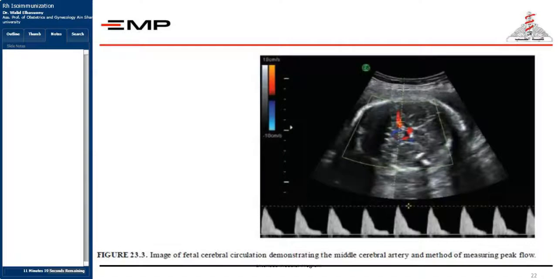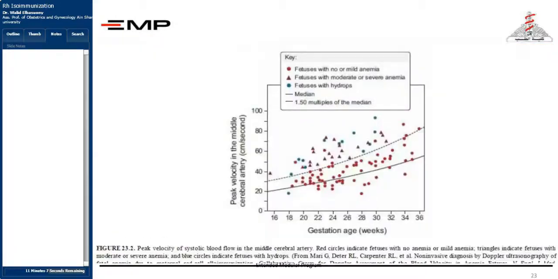This is a picture of how we measure the peak systolic velocity of the middle cerebral artery, and we calculate the multiple of the median from it, and we put it on specific graphs, and we identify if this patient is anemic or not. This is the multiple of the median graph, where we see the picture with triangles above more than 1.5 multiple of the median, and these babies are affected with anemia in isoimmunized patients.